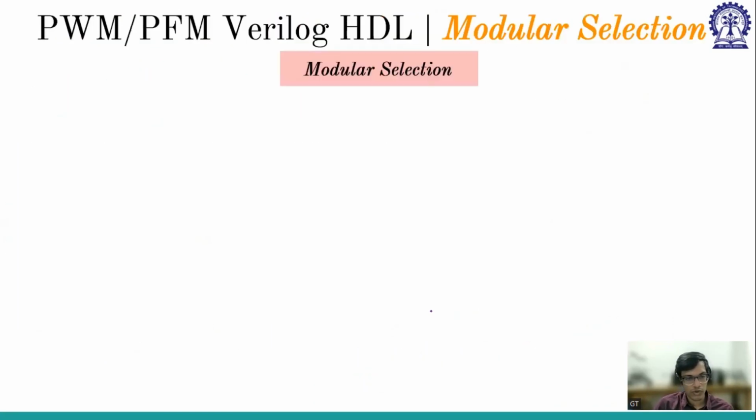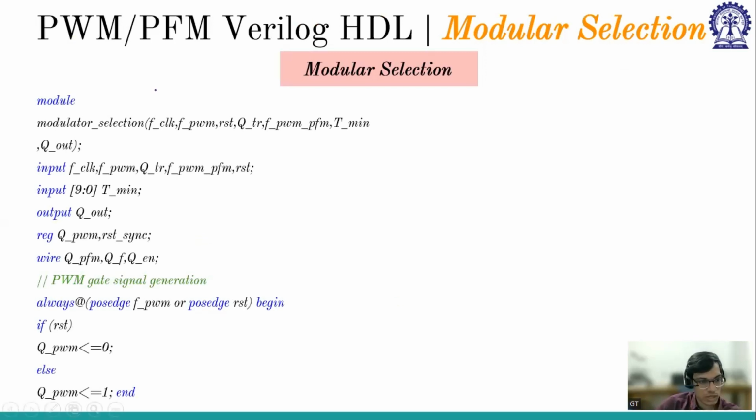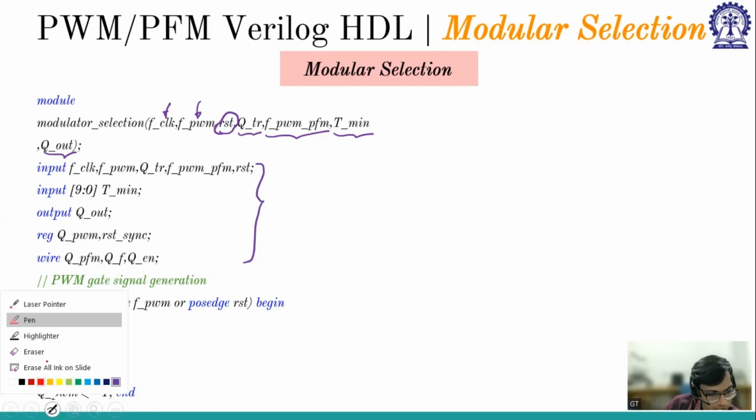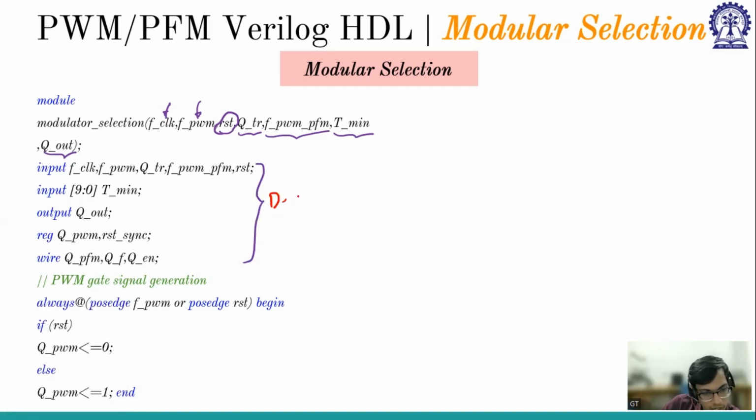Now if you go into that modular selection, again, we have the F clock, FPWM for fixed frequency, then the reset pulse coming from the comparator, then Q transient, FPWM PFM to decide whether it is PWM operation or PFM operation, and the minimum off time, and then Q out, which is the output of that PFM operation. Again, this is input, output, and declaration, mainly the declaration point.